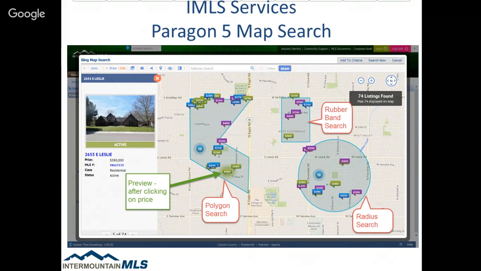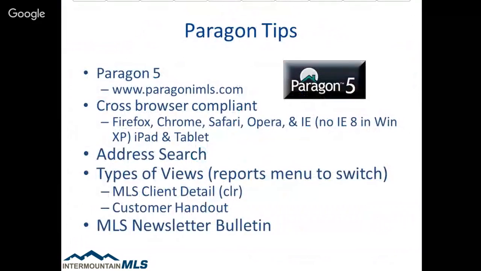And the map is just there to help you search like your clients search. When they open up the Realtor.com app, it doesn't say, what area do you want to live in? They just bring up a map, draw a circle, or draw a shape, or use their GPS, and they're right where that is. Well, this lets you do the same kind of thing. And so you can use the map to, they want to live within a mile of Ivy Wild Park or whatever it might be. You can go in and do that. Paragon works on any browser, cross-browser compliant.